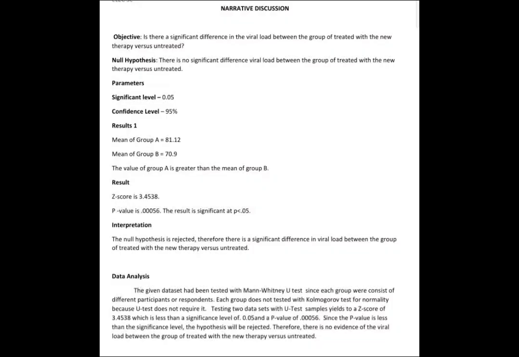This is the narrative discussion. Let's move on to result number 1. The mean of group A is equal to 81.12, while the mean of group B is 70.9. The mean of group A is greater than the mean of group B.